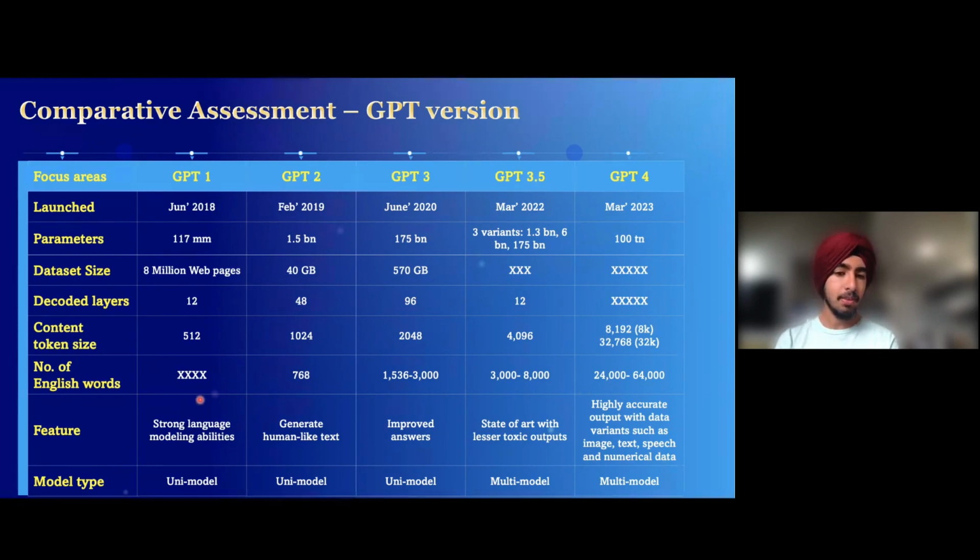And even some new features were added. It first had the ability to generate human-like text, then we improved the answers. We reduced the toxic outputs or inappropriate outputs. And then in ChatGPT 4, you can even give it images or numerical data, speech, you can give it voice, and it does a lot of calculations, stuff like that. And that's what the multimodal thing is: it's able to take in different types of input and still give you the human-like output.